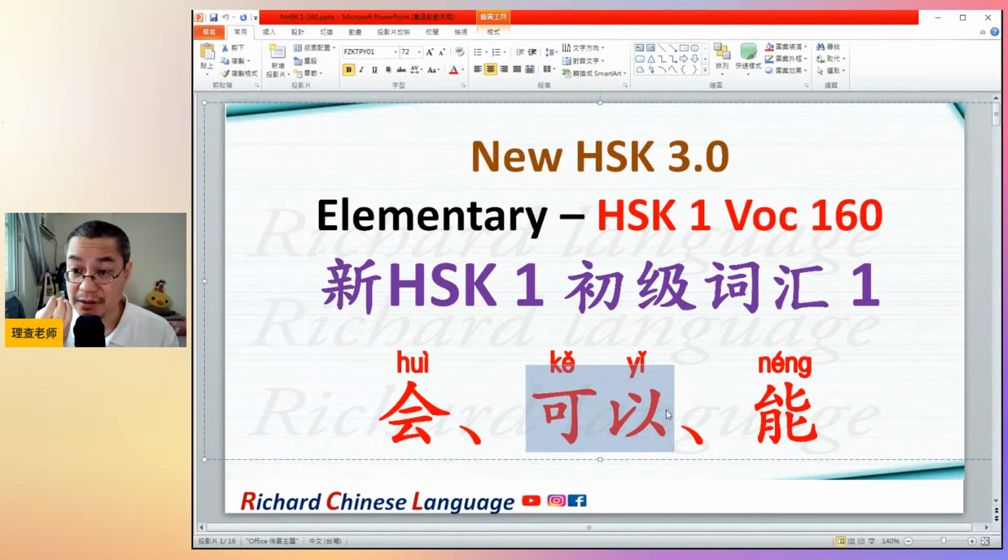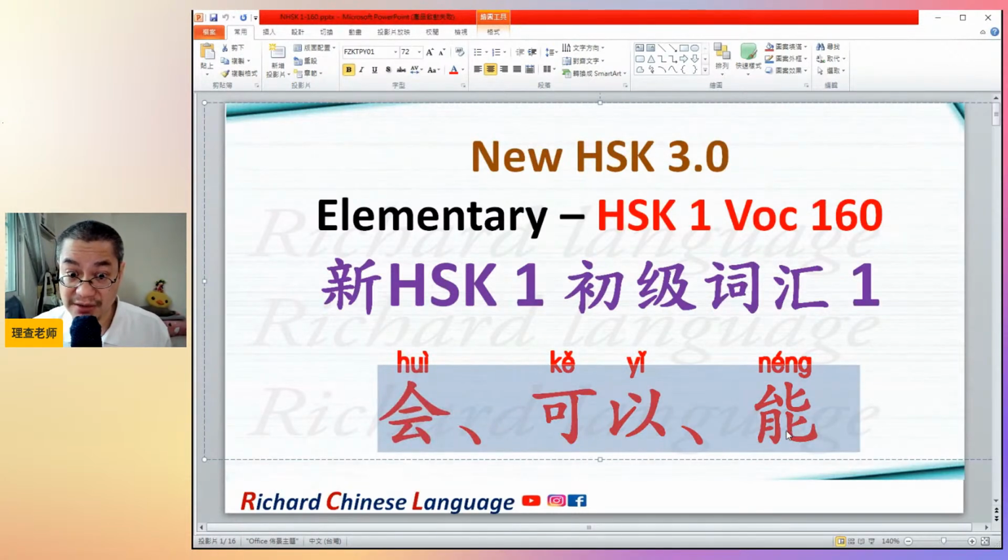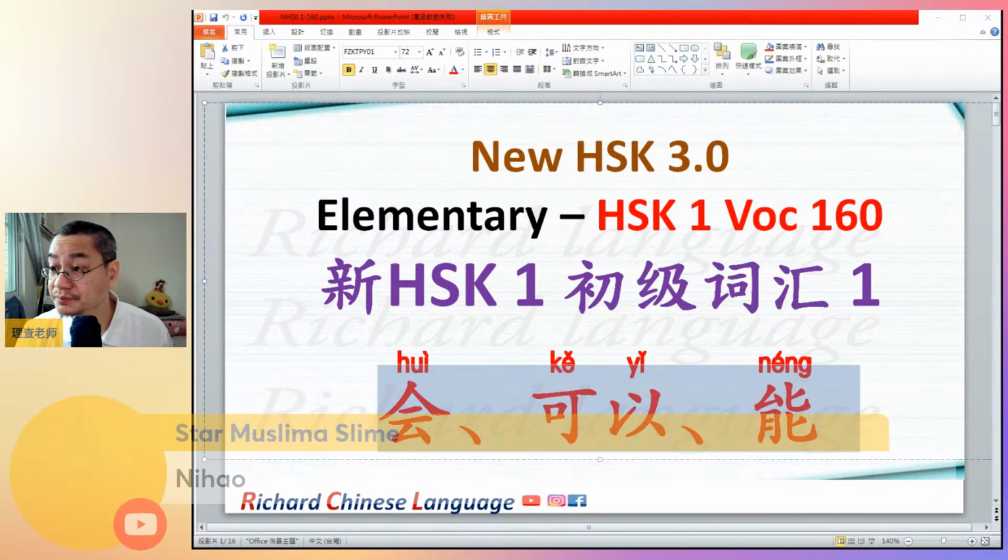The reason why we change the tone for the first word is to easily pronounce the term. 可以. So remember this change of the tone theory in Chinese. 可以. Okay. The last word, 能. Actually, the three terms have very similar meanings, so you have to know the difference between them.